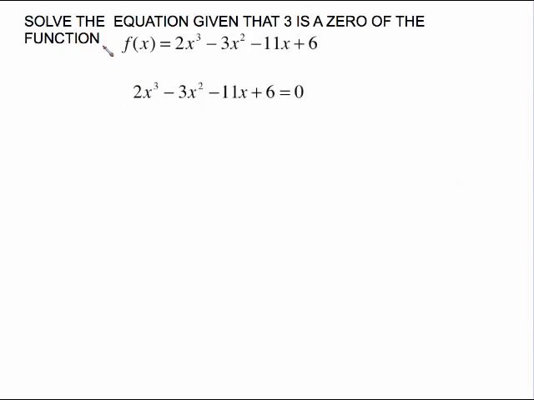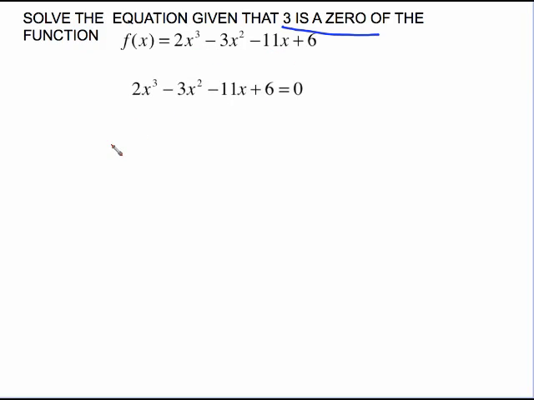We're going to solve the equation given that 3 is a zero of the function. We're told that 3 is going to be one of the zeros. What we want to do is find the other ones. Since we know that 3 is a zero of the function, we're going to use 3 kind of like a key to unlock the door. 3 is going to get us started. So we're going to do our synthetic division using those coefficients with 3.